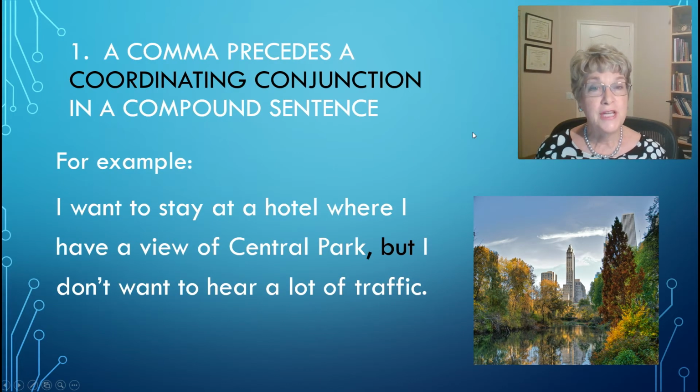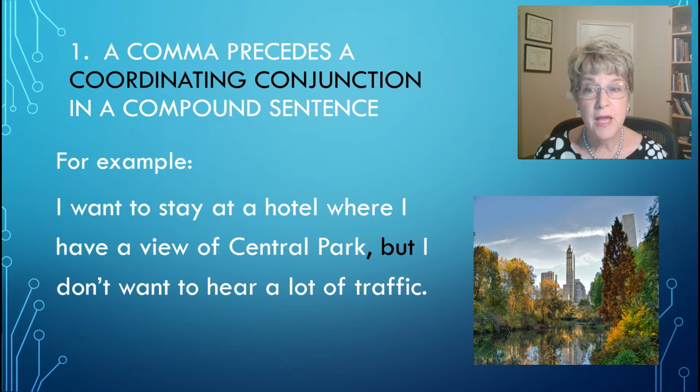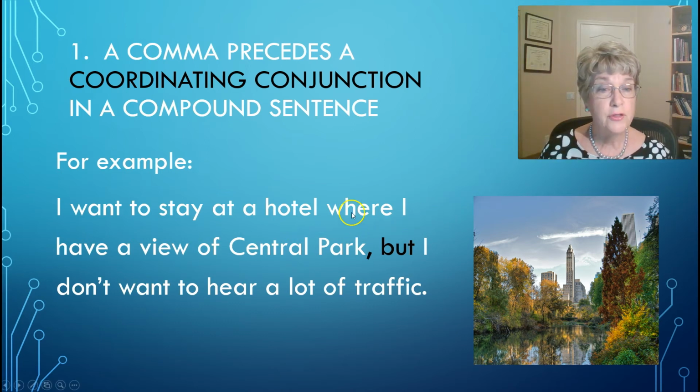In my video about the compound sentence, we learned that a comma precedes a coordinating conjunction. For example, I want to stay at a hotel where I have a view of Central Park, but I don't want to hear a lot of traffic. So remember, we have two independent clauses in a compound sentence, and they're joined with a comma and a coordinating conjunction. So we know that rule. We have that one down.